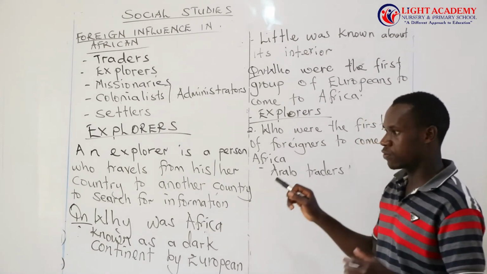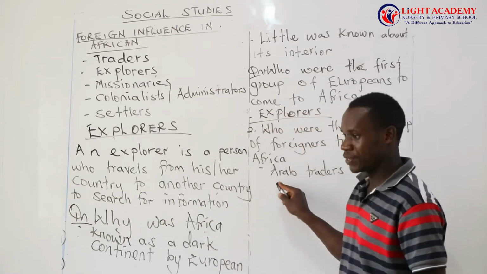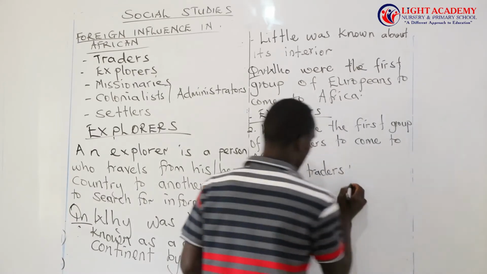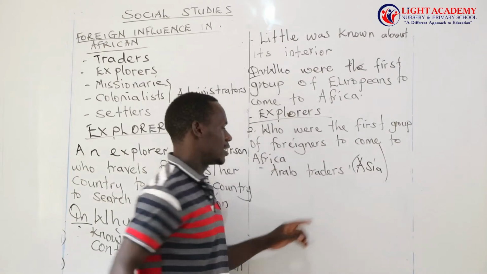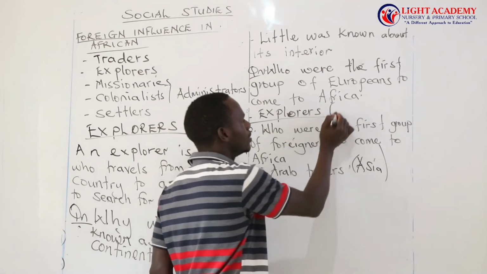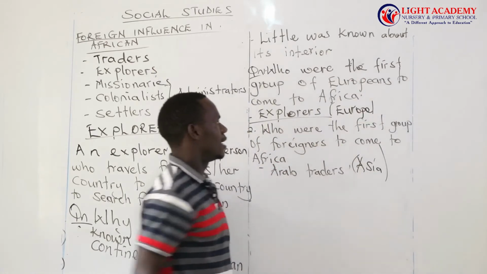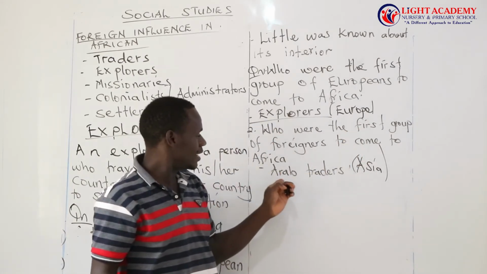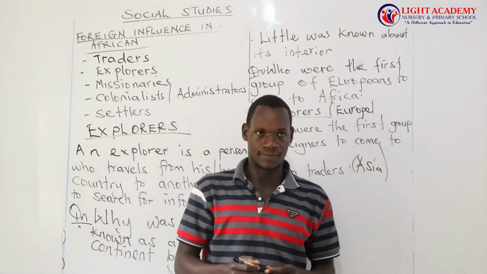These Arab traders, from primary 6 and primary 5, we looked at their course as they were coming to Africa. These Arab traders came from the continent of Asia, whereas these explorers came from the continent of Europe. That's why people from Europe are Europeans. Then the first foreigners were the Arab traders who came from Asia.